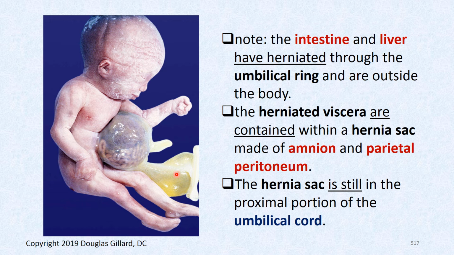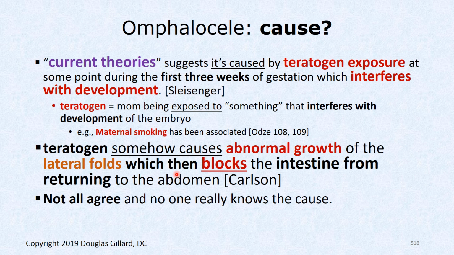Gastroschisis does not herniate through the umbilical ring. It herniates outside. We'll look at that. But those are the classic differences between the two.